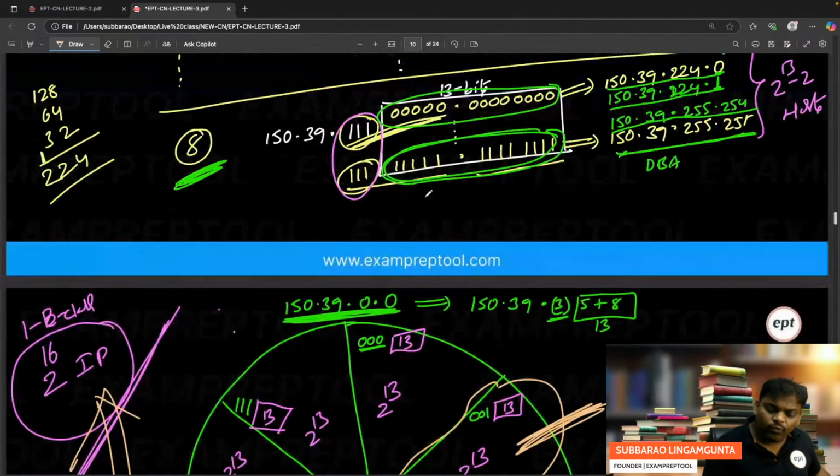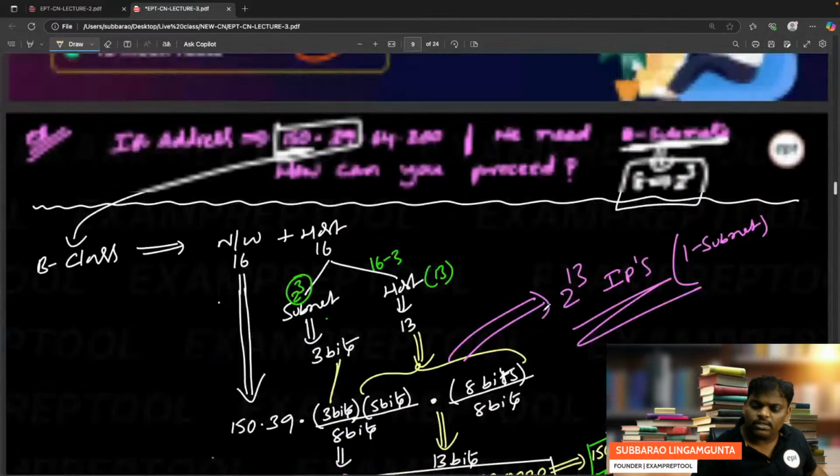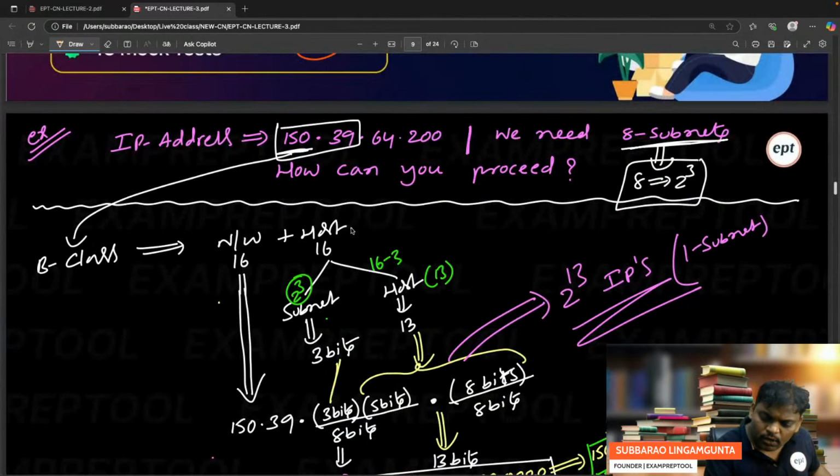Before division, host purpose is 16 bits. Can you see this? Before division, host purpose is 16 bits. So 2 power 16 IPs are possible. Next, 2 power 16 minus 2 hosts are possible. These many hosts were possible previously.